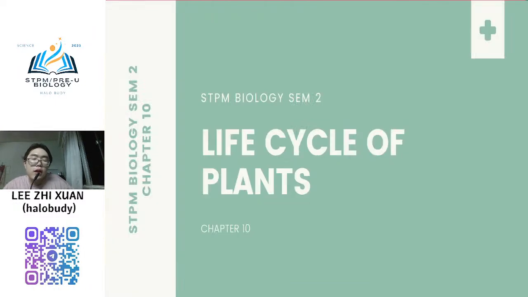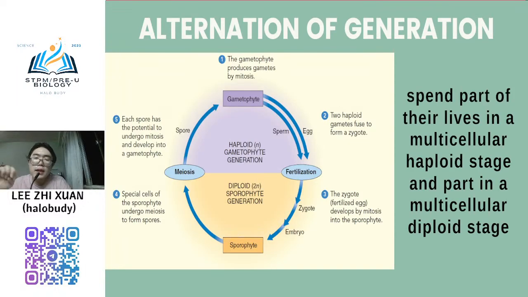Okay. Next, I need to explain about the life cycle of the plant. Compared to human, in human there is no such thing that we can survive in the haploid state and diploid state along the life. In human, we only have a diploid stage along a life, meaning that along the life we contain 46 chromosomes. But in plant, it is more special because it has a lifespan we call alternation of generation, meaning that it will spend its life in a multicellular haploid stage and also a multicellular diploid stage.